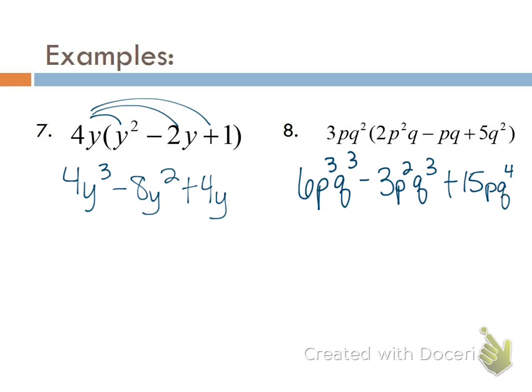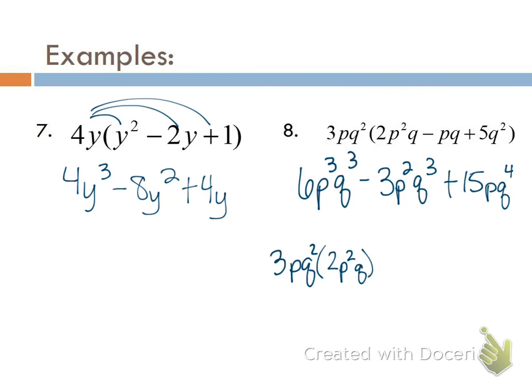Okay, so that one gets a little tricky when we have 2 variables. So if you need to write it out one step at a time, you could do that. 3pq squared gets multiplied by 2p squared q. That's where we got the 6p cubed q cubed. It was right here.